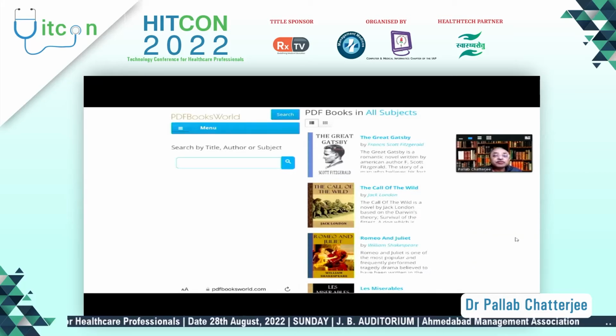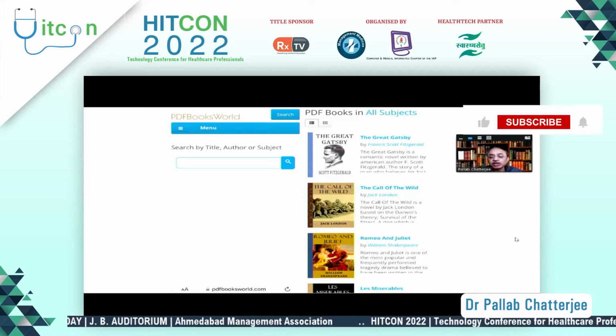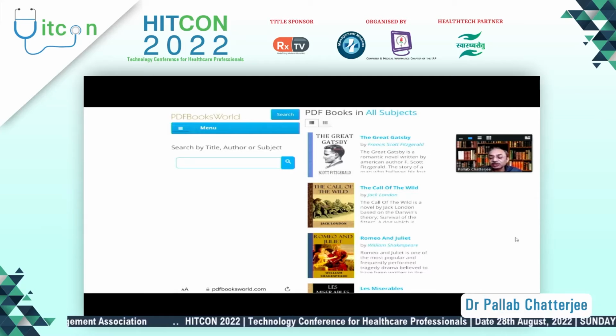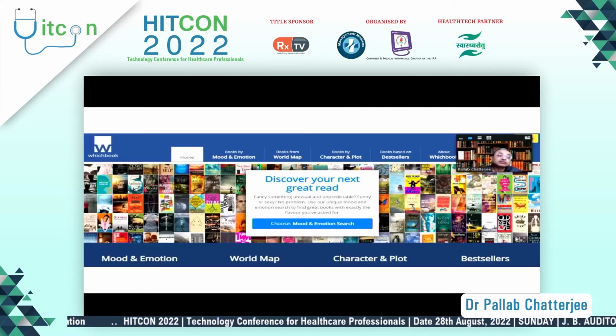This PDF Books World is only for PDFs. PDF is not really great for reading storybooks. For storybooks I would still recommend AZW and EPUB. However, PDFs are good for medical books, where you can actually write and annotate. And again, which book? So it depends.